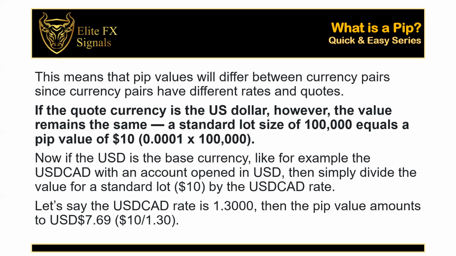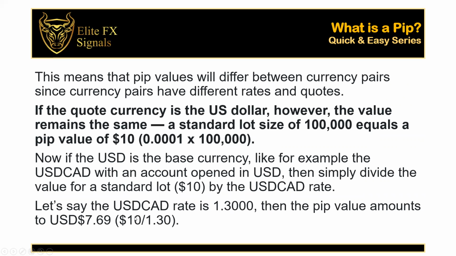Now, if the dollar is the base currency, so it's on the left-hand side of the currency pair, like the dollar CAD, then if your account is open in US dollars, you can simply divide the value for a standard lot, which we saw is $10 per pip, by the USD CAD rate. So let's suppose that the dollar CAD rate is currently at 1.30, then the pip value, if you trade one lot of dollar CAD, will be $7.69.